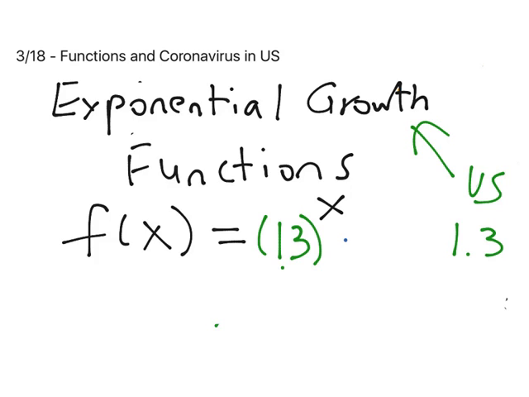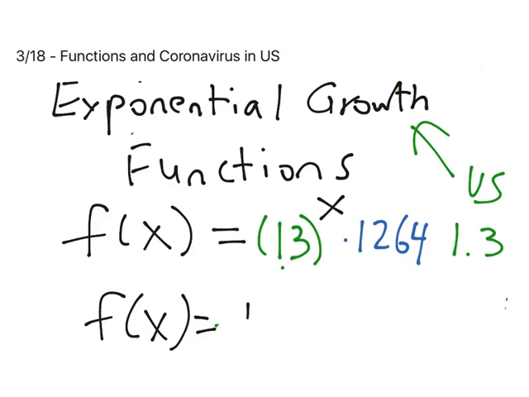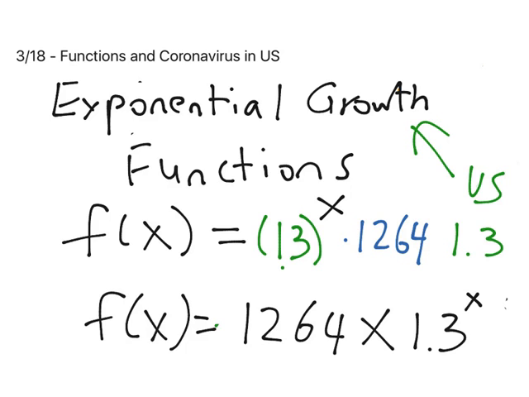Finally, if we know how many people there are with the virus on the first day, for example 1264, we can multiply that to get our number of people. In other words, the function looks like this: 1264 times 1.3 to the x power. Just to be clear, this multiply, this is the variable x. So if I want to make it more clear, instead of writing x multiply like this, I can write this for multiply. So it's 1264 times 1.3 to the x power. This will help you with the last homework question.